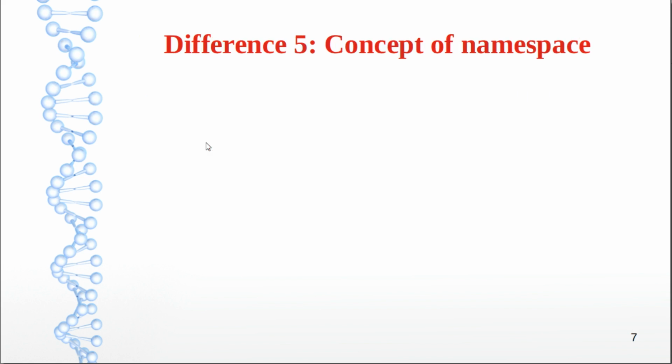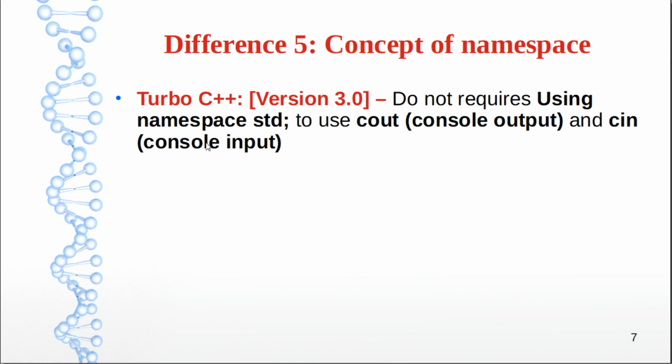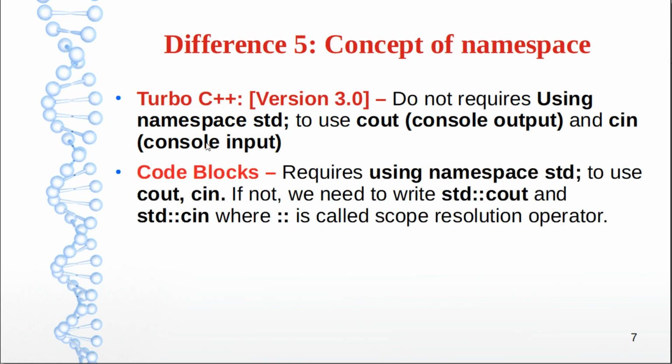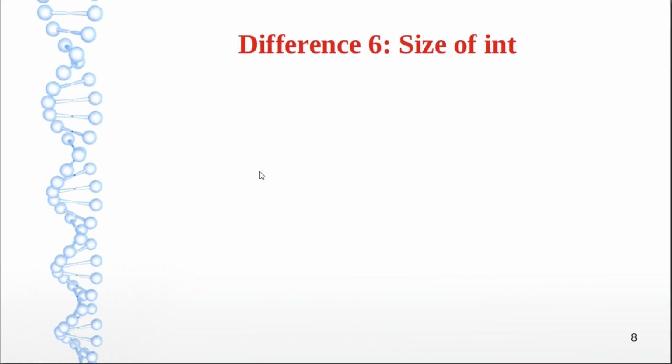The fifth difference is the concept of namespace. In TurboC version 3.0, we do not require using namespace std to use cout and cin. But when we work with Code::Blocks, we have to write using namespace std to use cout and cin. If we do not use using namespace, we have to give the fully qualified names std::cout and std::cin, where this symbol is known as the scope resolution operator.